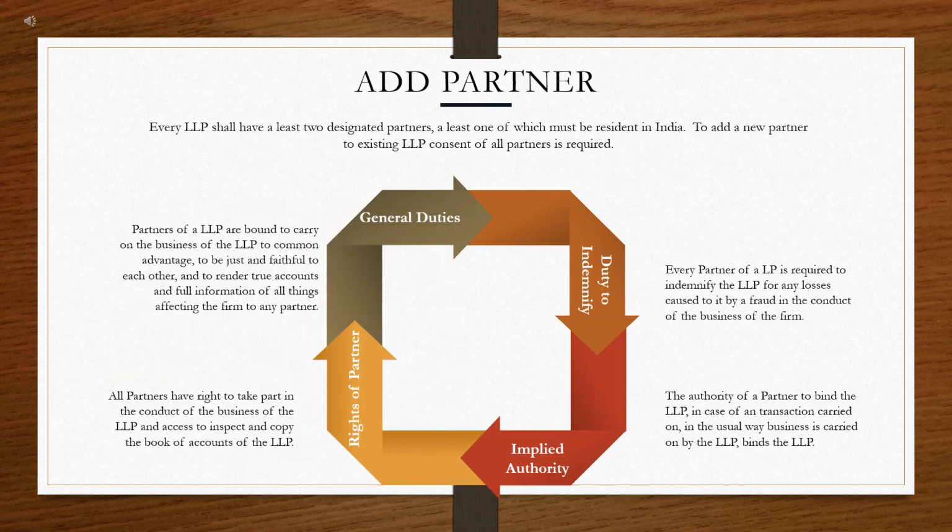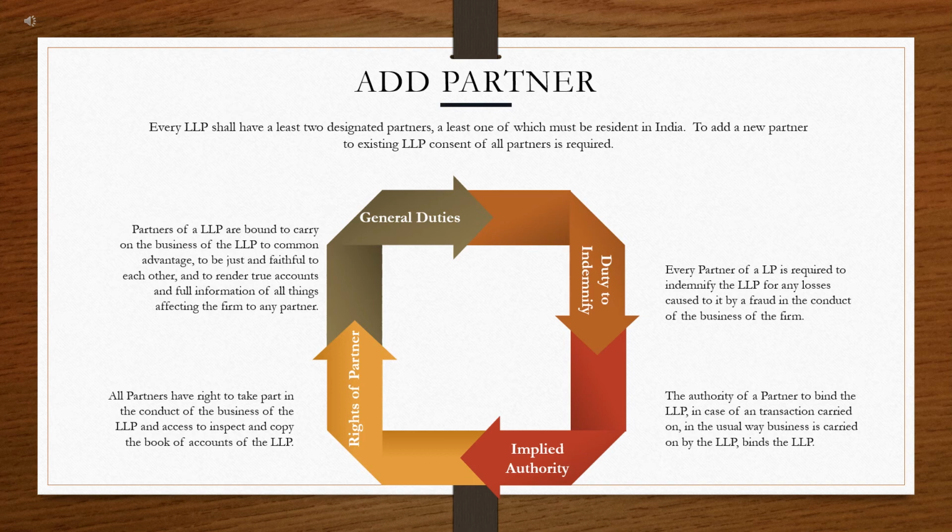Add partner. Every LLP shall have at least 2 designated partners, at least one of which must be resident in India. To add a new partner to an existing LLP, consent of all partners is required. However, if the LLP agreement allows that one partner can add a new partner without the consent of other partners, then the consent of all partners is not required.